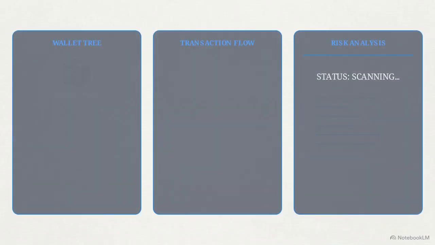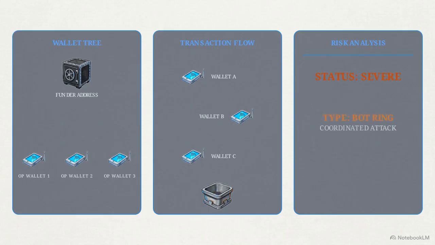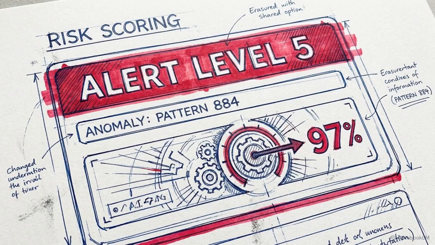On the left, the wallet tree displays a single funder address, splitting its capital into 3 operational wallets. In the center, trace the asset path from wallet A to wallet B to wallet C, eventually consolidating into one exit wallet. Check the right pane to verify the system's analysis. The risk scoring panel has flagged this cluster as severe and categorized it as a bot ring.